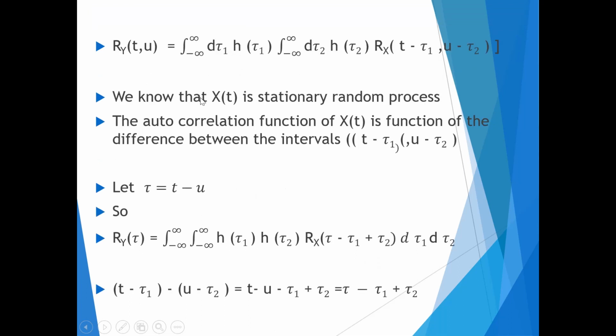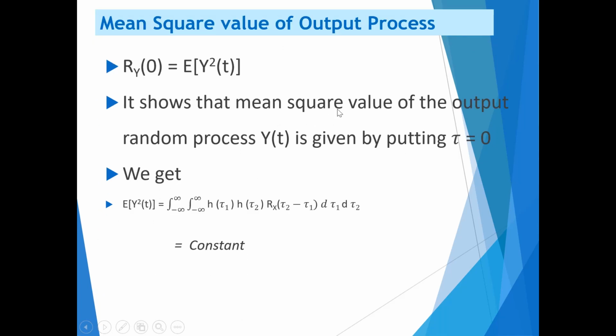Here we know that x of t is a stationary random process. So the autocorrelation function of x of t is a function of a time difference, the interval. Now we can put tau equal to t minus u and rewrite this expression. Now we can see the mean square value of the output process, r y of 0, is nothing but the expected value of y square of t.